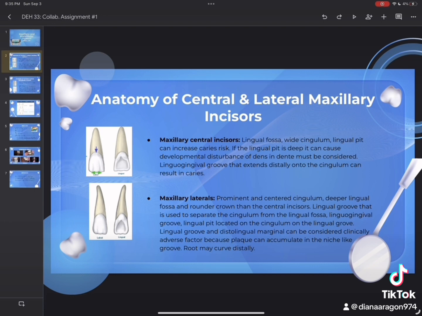Maxillary laterals include a prominent and centered cingulum, a deeper lingual fossa, and a rounder crown than the central incisors. A lingual groove is used to separate the cingulum from the lingual fossa. The lingual gingival groove and lingual pit are located in the cingulum on the lingual groove. The lingual groove and distal lingual marginal ridge can be considered clinically adverse factors because plaque can accumulate in the niche-like groove. Roots may curve distally.